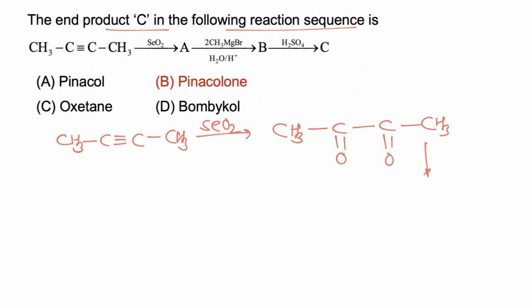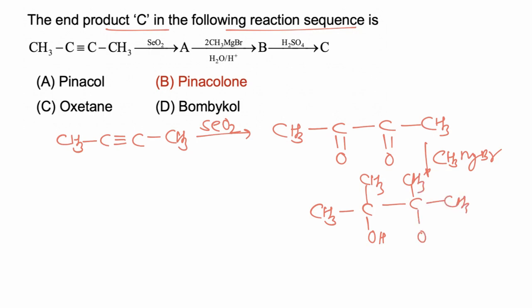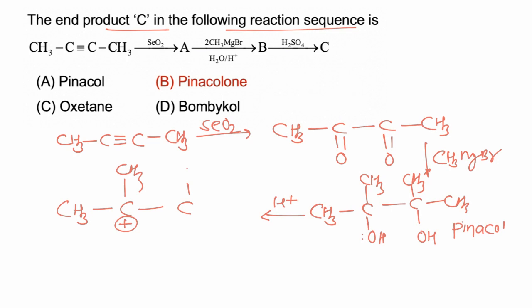Now this diketone on reacting with two equivalents of Grignard reagent will form pinacol. Now this alcohol is formed, CH3, CH3, CH3, OH. This molecule is known as pinacol. Now pinacol in acidic medium, first after protonation OH will be removed and a carbocation is formed.